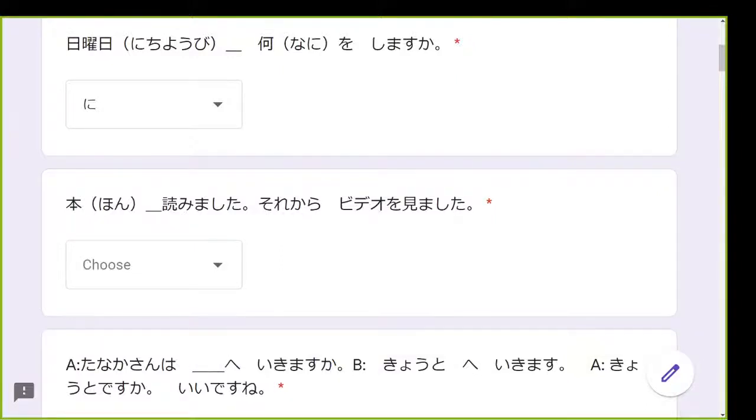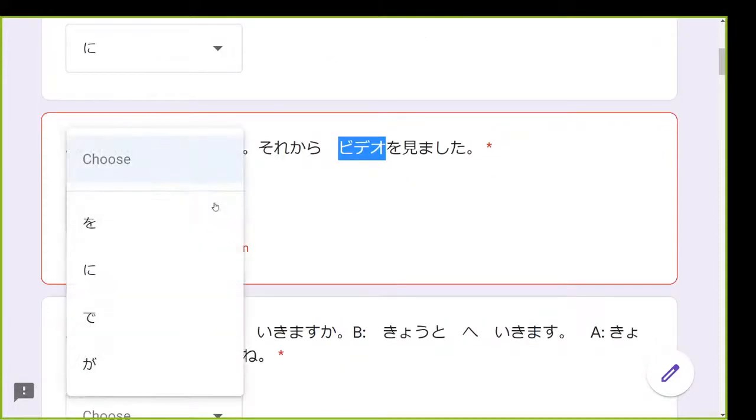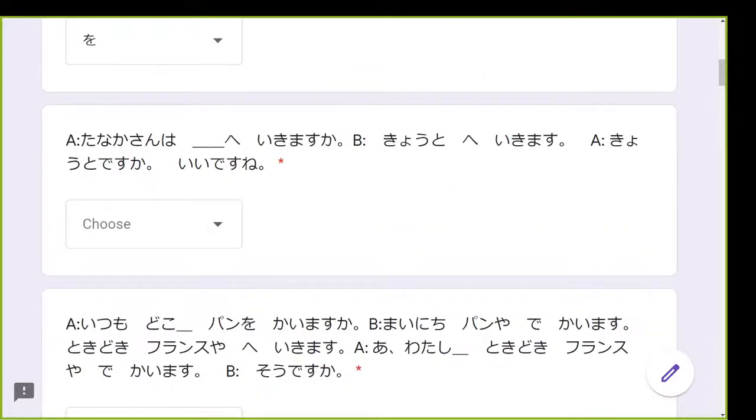本を読みました。はい、先生。本を読みました。それからテレビを見ました。それからビデオを見ました。ビデオ、すいません。ビデオを見ました。Okay. So what's our particle? を, okay, for our direct object.